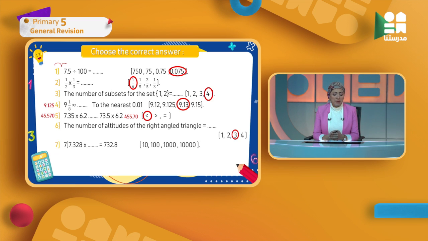Number 7, 7.328 times what equals 732.8. Times, we move to the right hand side. طيب هنا احنا حركنا الديسيمال point how many places؟ زي ما انتوا شايفين احنا حركناها 2 places, which means that I have 2 zeros, then it's multiply by 100.